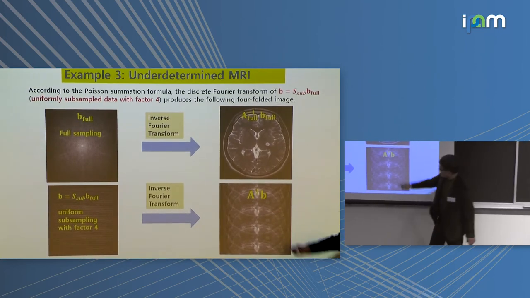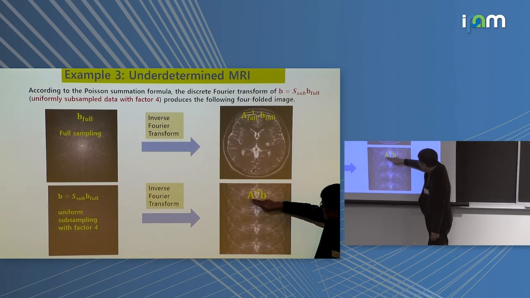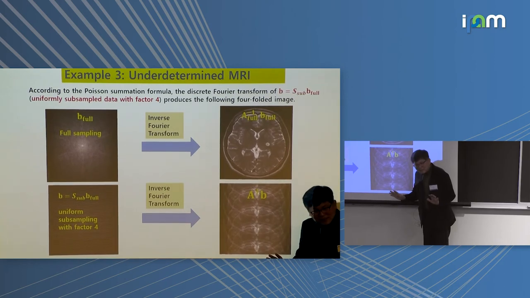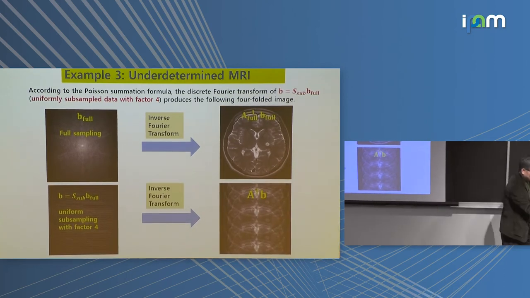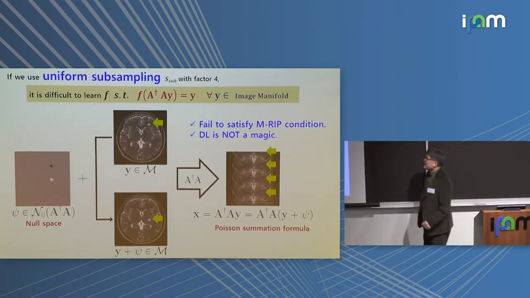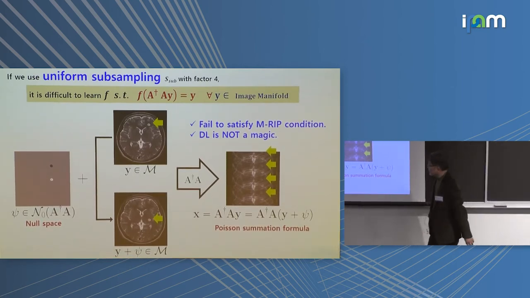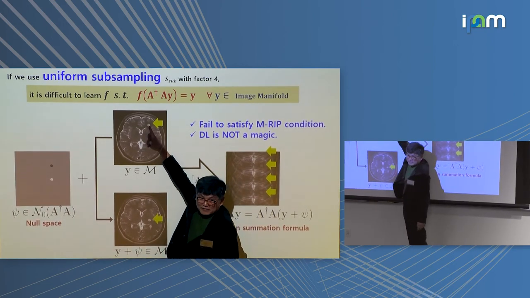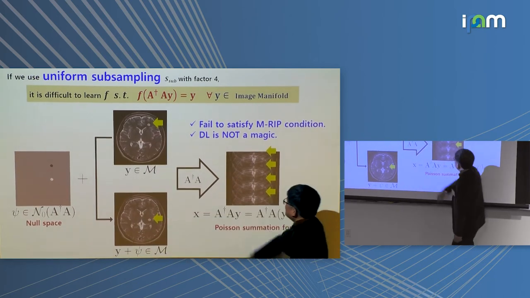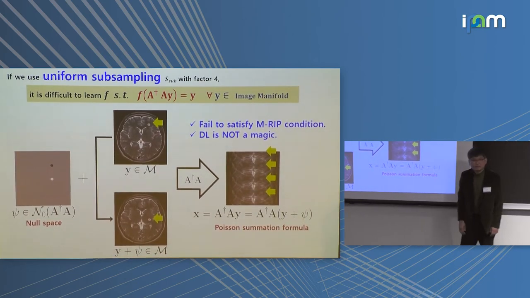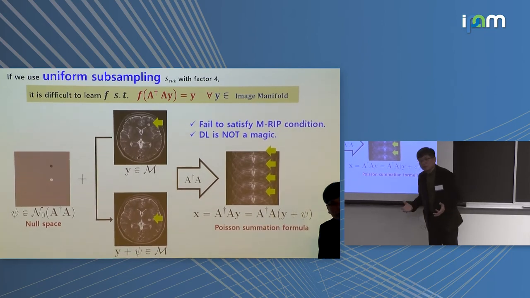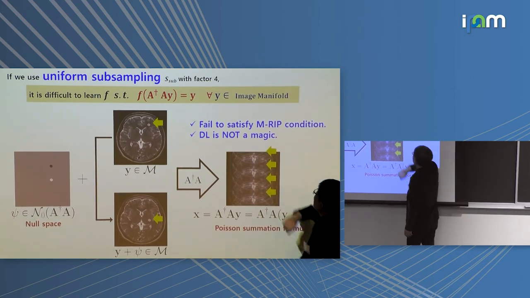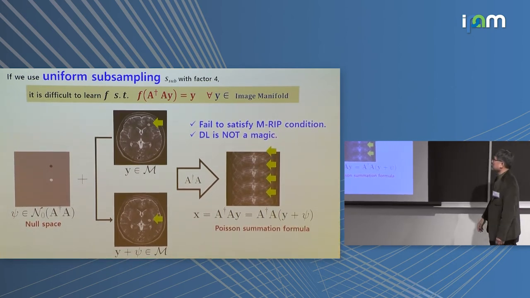Then, in deep learning, can you find the map from here to here? My answer is yes or no, somehow no. The main reason is that this violated the RIP condition. Look at that. Here is a cancer here, and here is a cancer here. These two images produce exactly the same X. So deep learning is also confused about it. This one does not satisfy our RIP, restricted isometry property, condition.